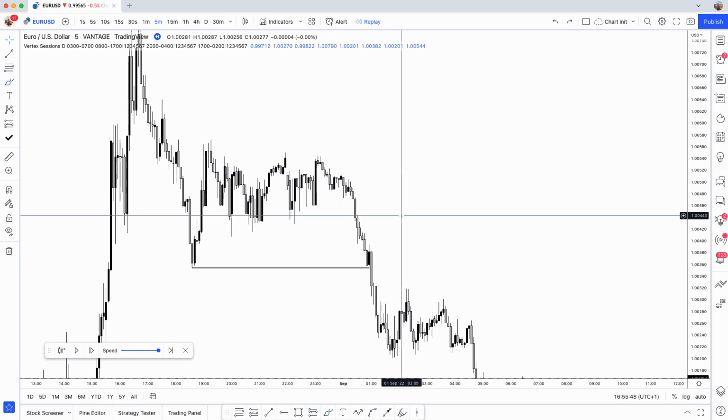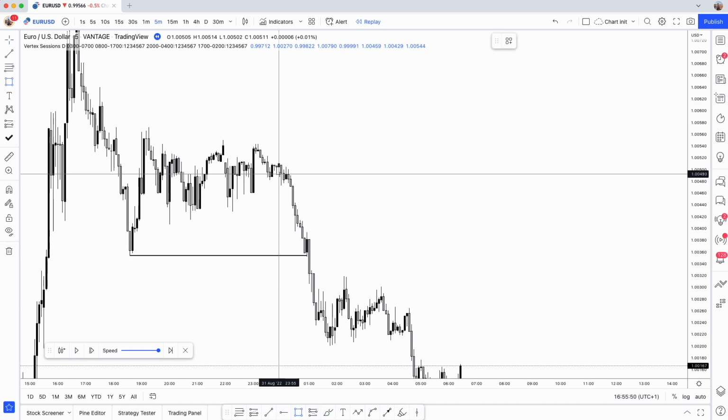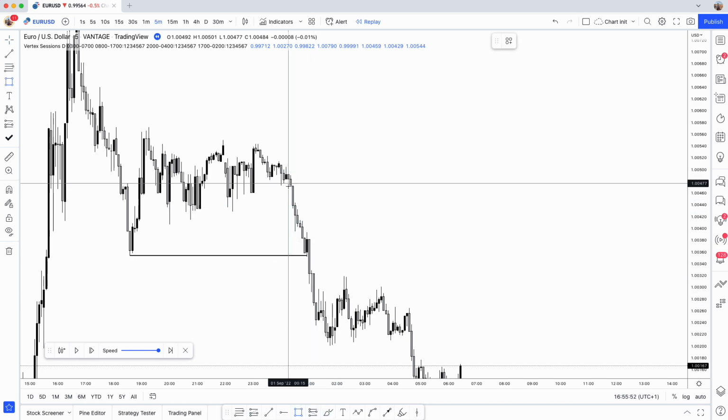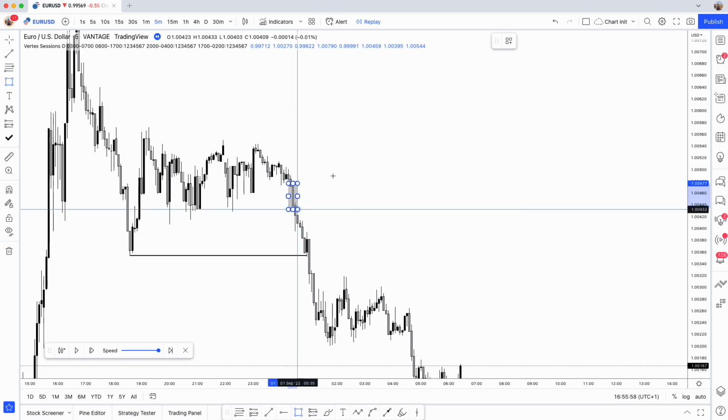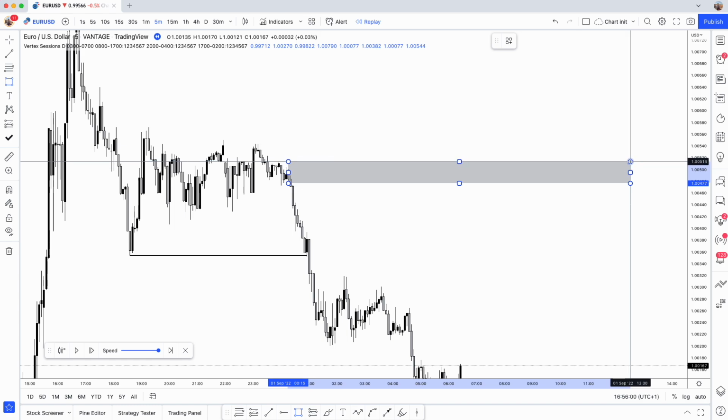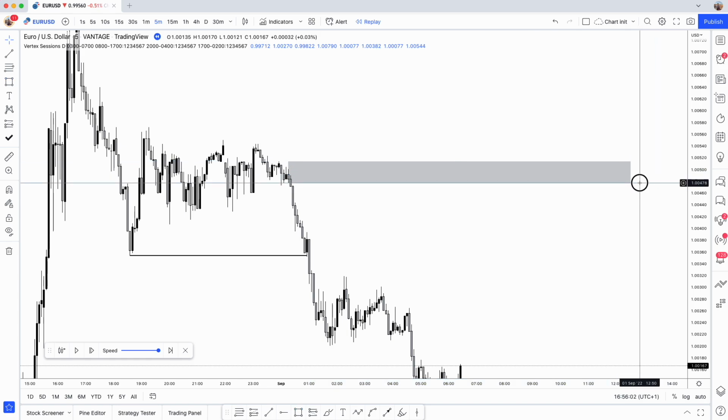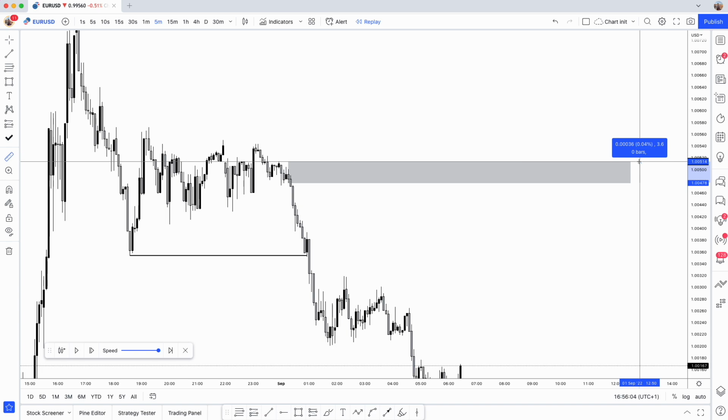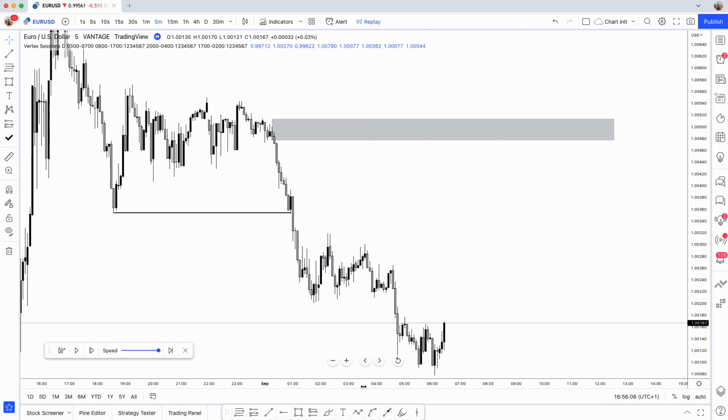Now in terms of our reaction point, our reference and our POI, price is efficient up until this candle here. So what we can do is mark out this candle all the way to the range high, and let's just check how big that is. 3.6 is more than enough. That is fine.